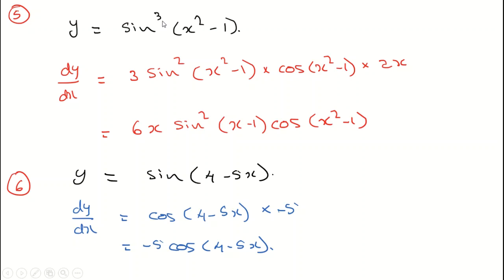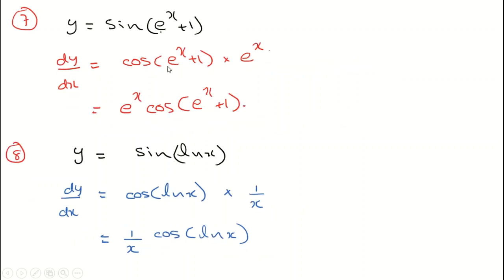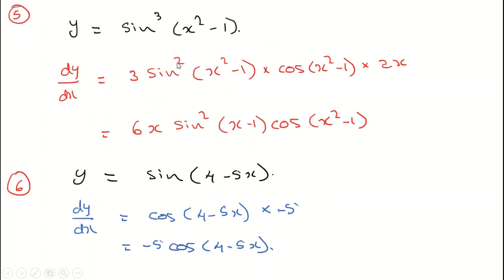Sin to the power 3 of x squared minus 1 means 3 sin squared of x squared minus 1 into cos. When you differentiate this, it is cos of x squared minus 1. When you differentiate this one, 2x. So this 2x into this 3 is 6x, sin squared of x squared minus 1, cos of x squared minus 1.